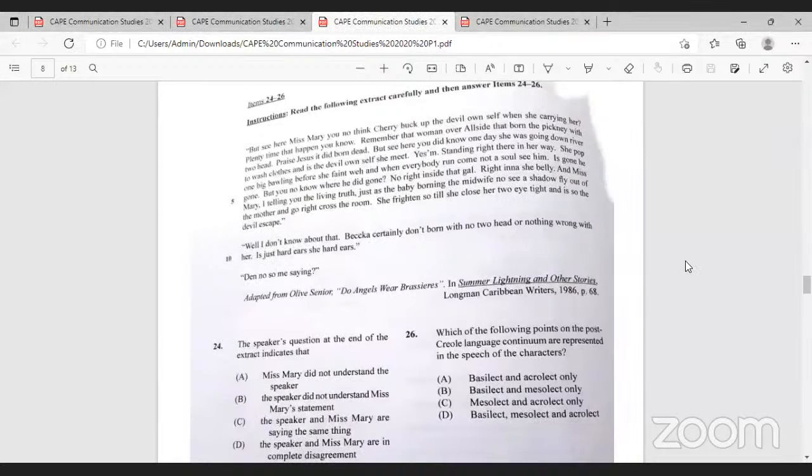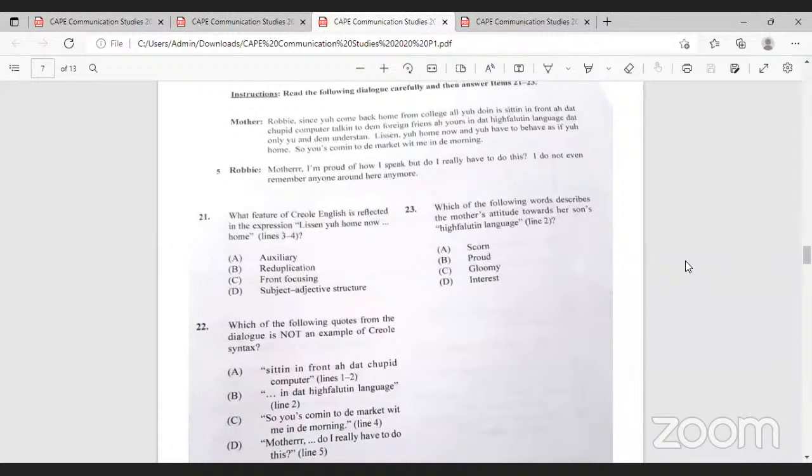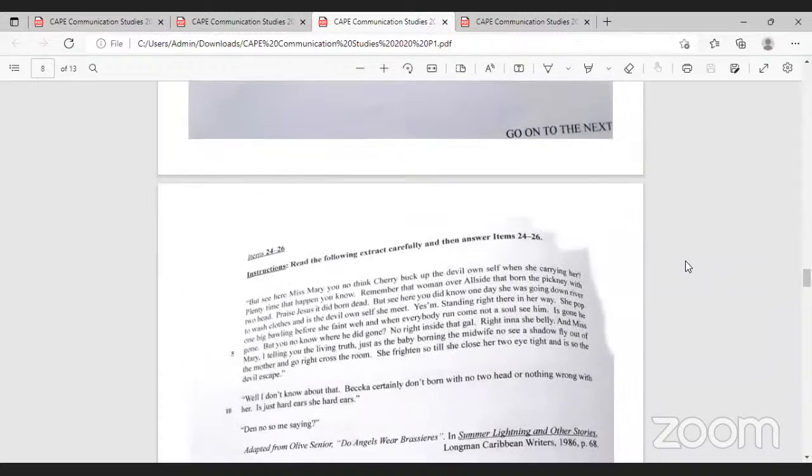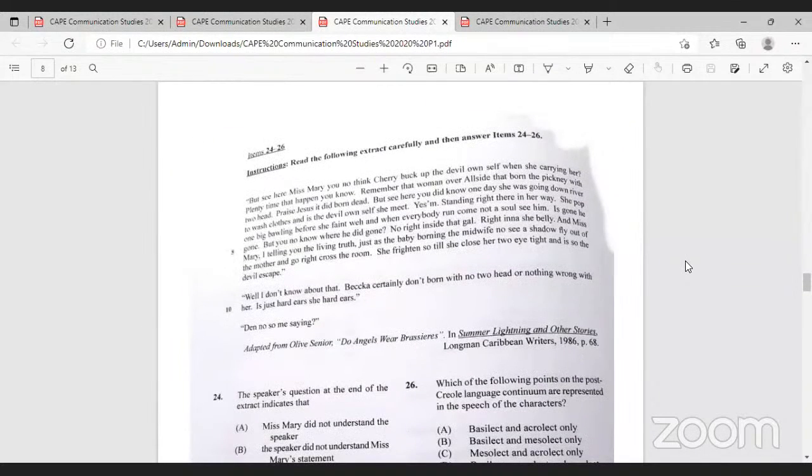Yeah, that's another reason why it would be auxiliary. 21 is A. You're home now and you have to behave as if you're home. Yeah. That's what I'm saying. So it's not you are, they just say you. And not you have to behave.